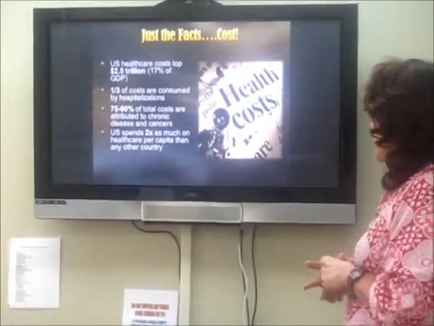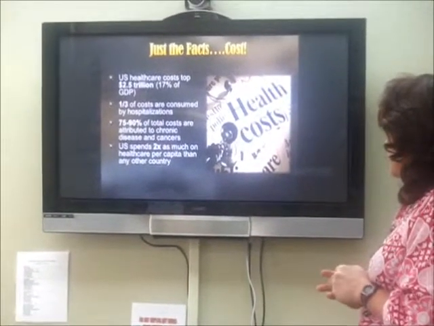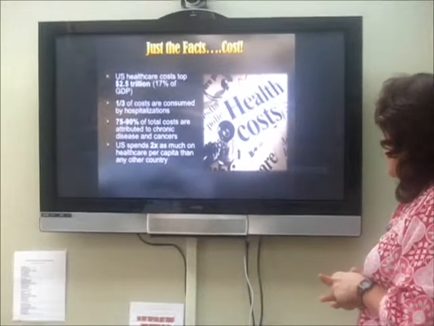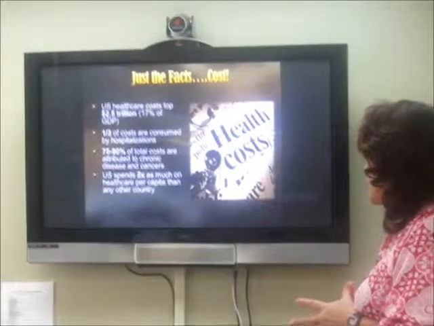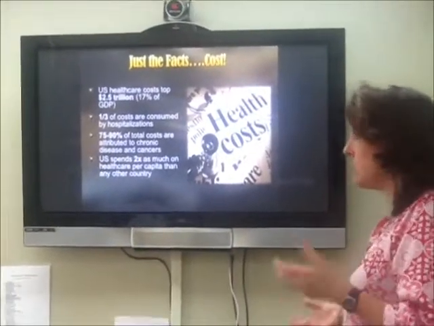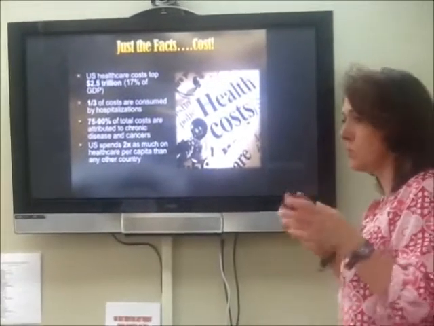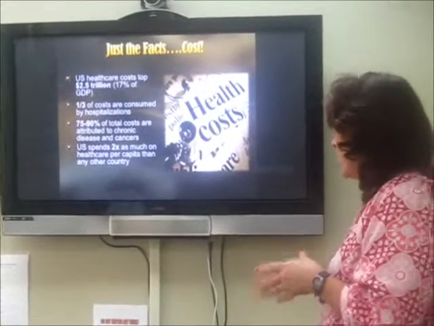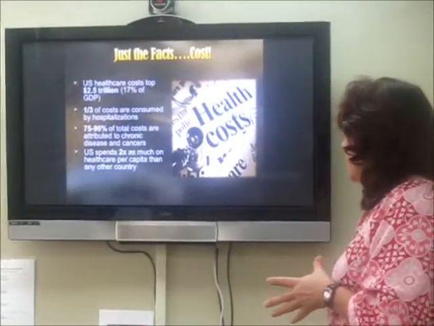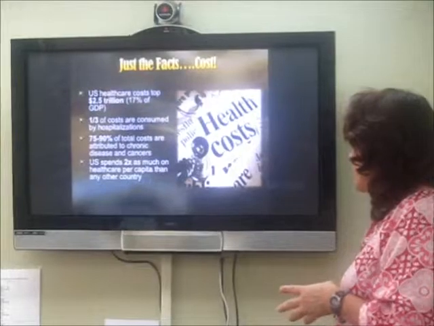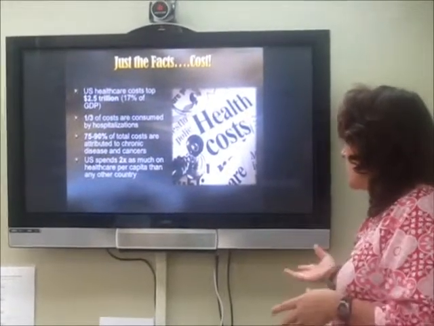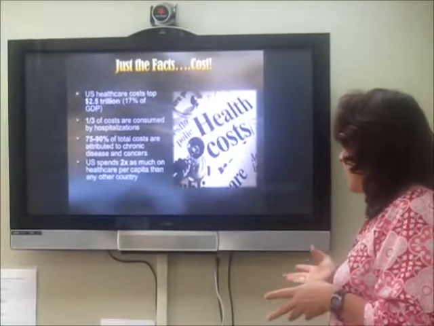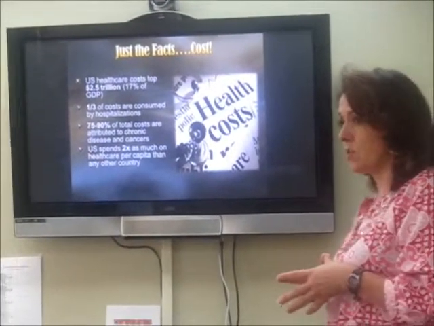U.S. healthcare costs $2.5 trillion, or actually that's our deficit right now for healthcare. One third of the costs are consumed by hospitalizations. Healthcare includes more than just hospitalizations, but we're specifically focusing on inpatient hospitalizations. 75 to 90% of total costs are attributed to chronic diseases and cancer. And also the U.S. spends twice as much on healthcare per capita than any other country.